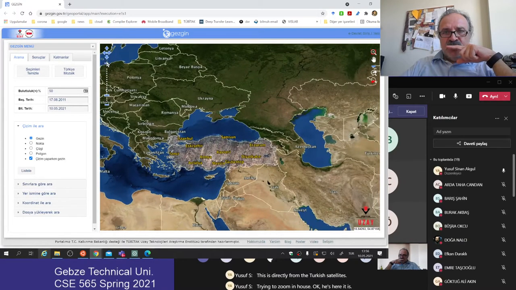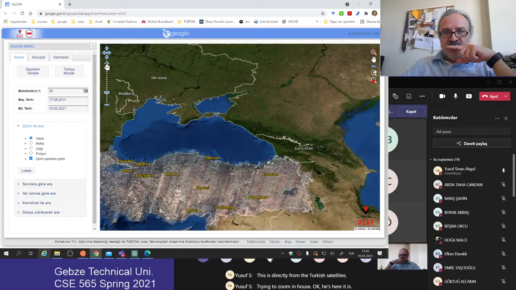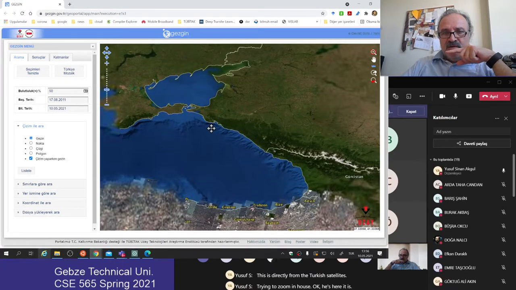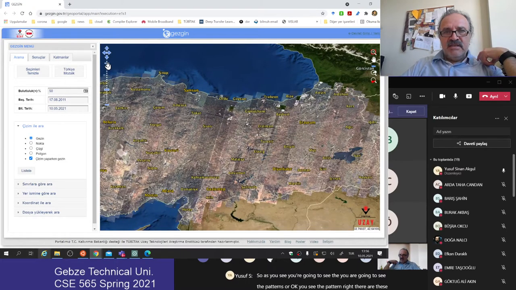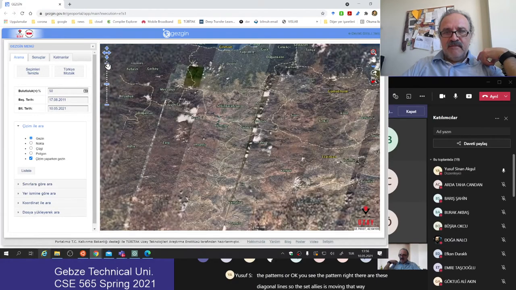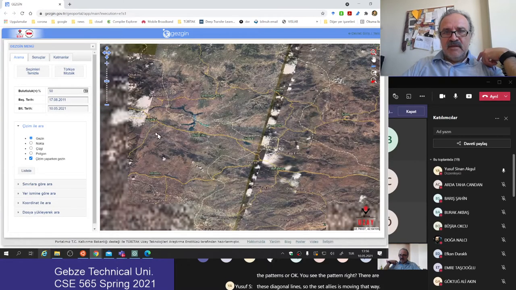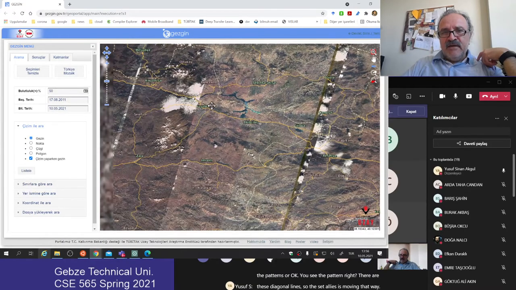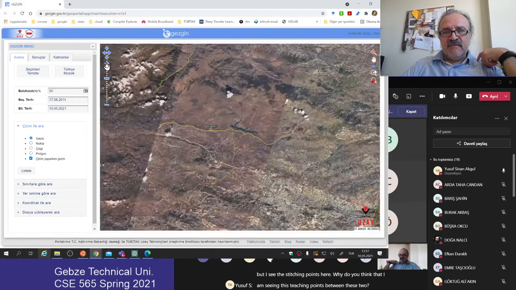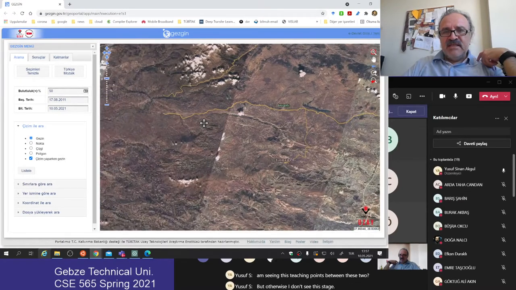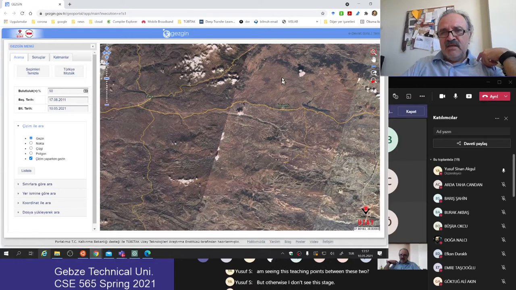So as you see, you are going to see the patterns. You see the patterns, right? There are these diagonal lines. So the satellite is moving that way, diagonally. And I don't see the stitching points in this diagonal, but I see the stitching points here. Why do you think that I am seeing the stitching points between these two? Otherwise, I don't see the stitch. I don't see the stitching marks in this direction, but I see it here.